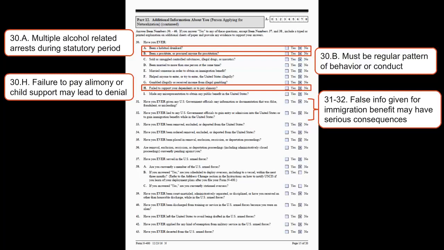Questions 31 and 32 relate to misrepresentations to the government. False information given for an immigration benefit may have serious consequences. Please notify the reviewing attorney if you have any doubt whether this situation may come up with the applicant you're assisting.